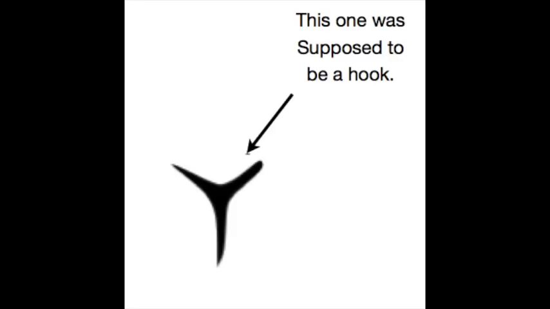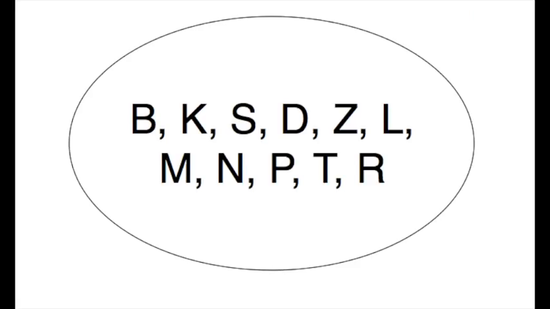This represented a goad, which was a thing you farmed with. This is a person's head. This is a mouth? This is supposed to be a tooth? Look, they simplified them a lot, just go with it. Now, at this point, you might be asking, what on earth does this have to do with the letters B, K, S, D, Z, L, M, N, P, T, and R?